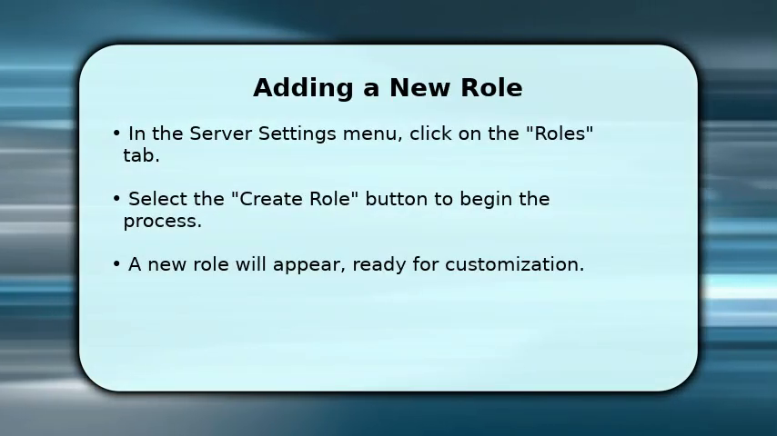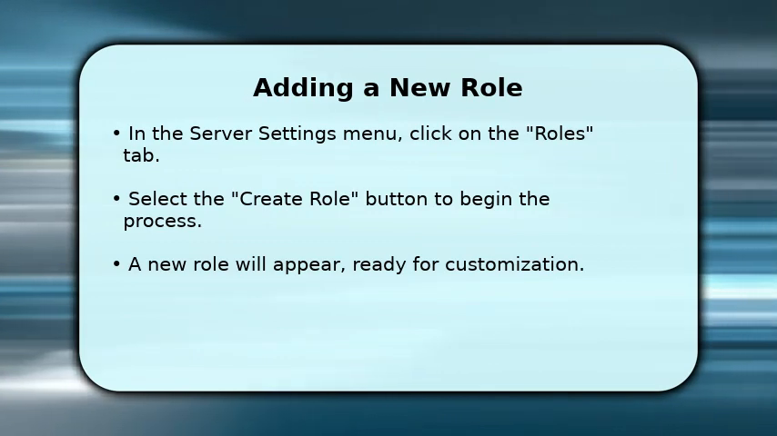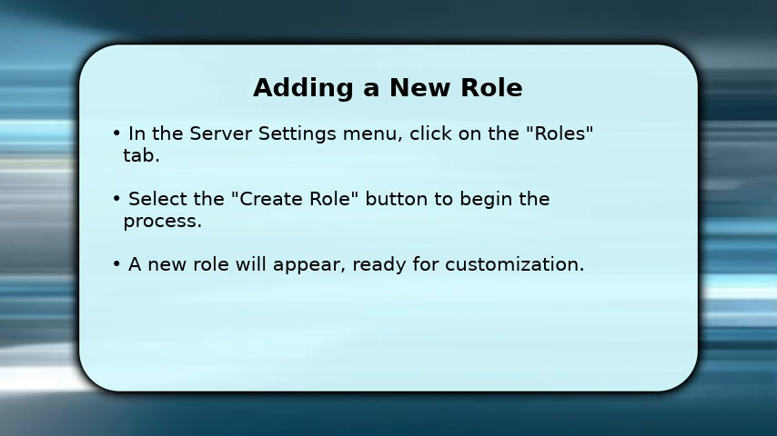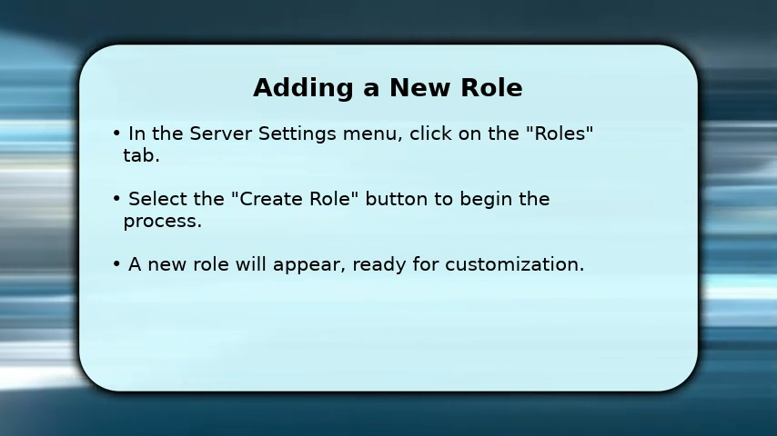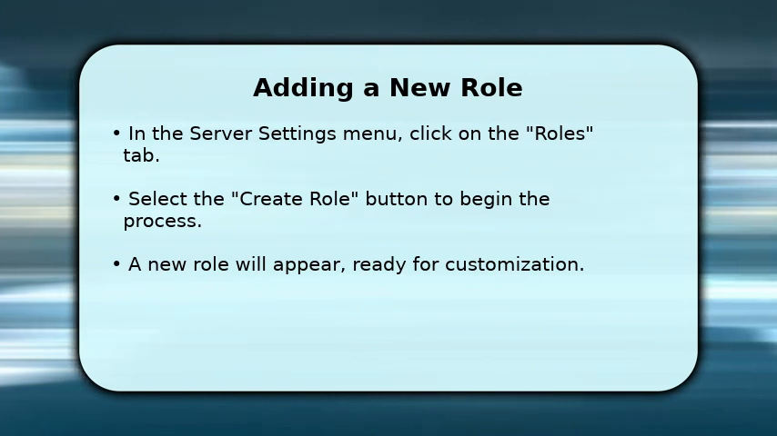Now that you are in the server settings, look for the Roles tab on the left-hand side menu. Click on this tab to view all existing roles. To add a brand new role, simply click the prominent Create Role button. A default new role will instantly appear, typically named New Role, and it will be ready for you to customize its name, color, and permissions.